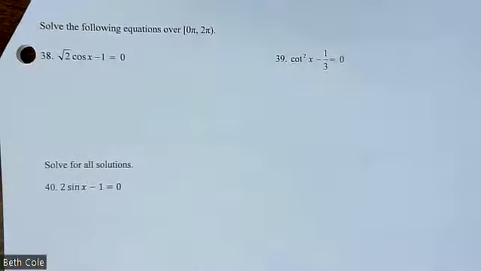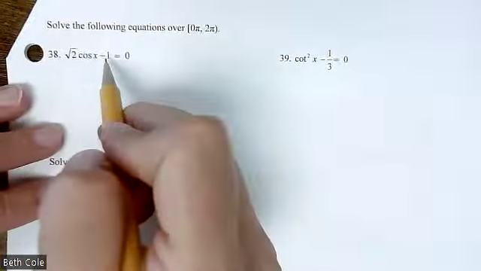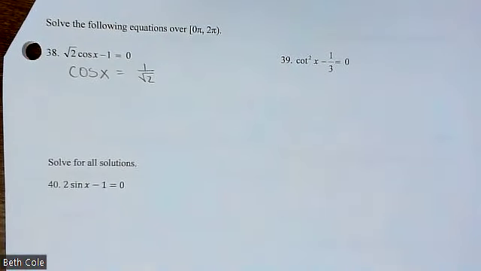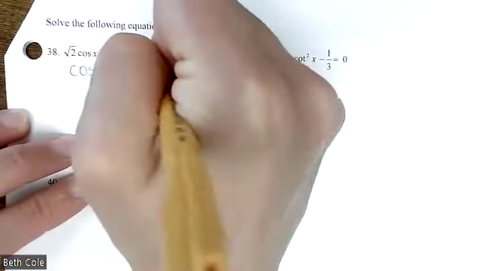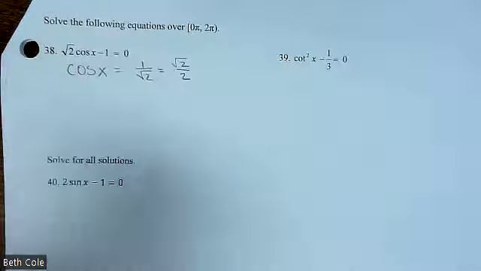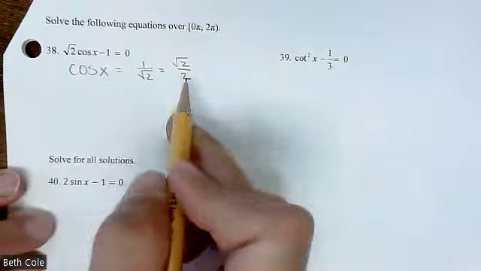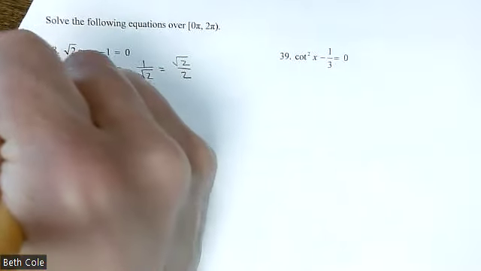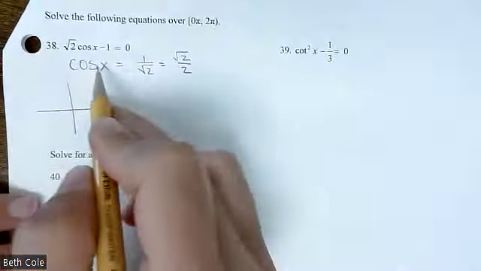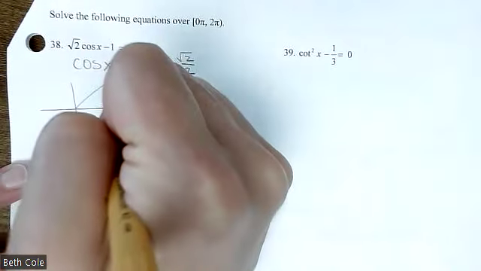Oh, and then here's our equations. What would you do to both sides? Add 1 and then divide by square root of 2. So 1 over square root of 2 is square root of 2 over 2, which, oh my gosh, is on the unit circle. So you need quadrants where cosine is positive. Cosine is the x value. So where is that going to be positive? 1 and 4. Perfect.